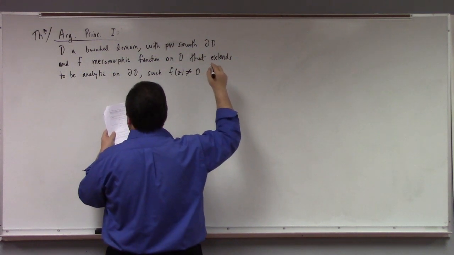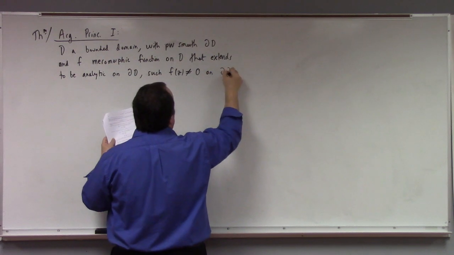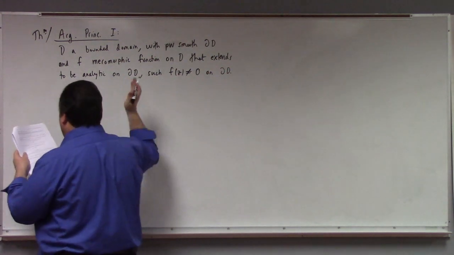Let's see, your f of z not equal to 0 on the boundary of D. I taught it in 2009, but by now that knowledge is faded.